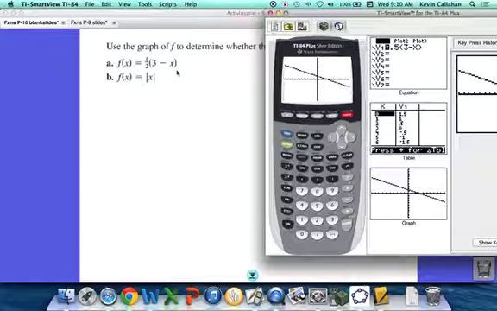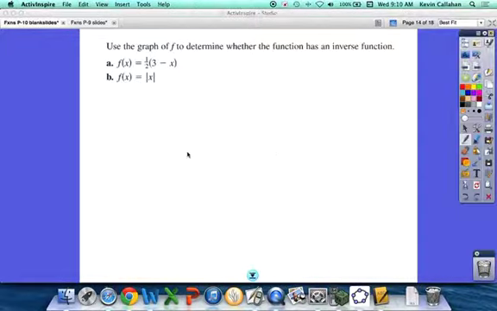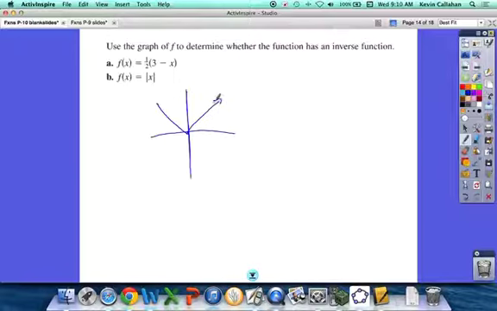How about this one, do I need to put it in the calculator to know what the graph looks like? What's the absolute value look like? It's a V. So just imagine, without graphing it, just picture that V. Does it pass a horizontal line test? No. So it doesn't have an inverse. You don't even need to put it in the calculator if you can picture the shape in your mind. So this is a yes, and this is a no.